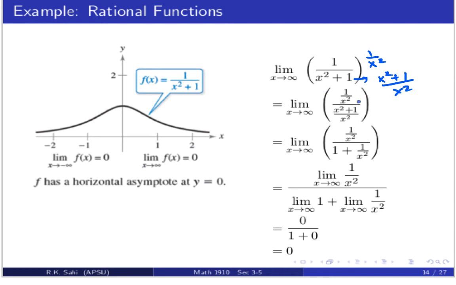And so what we get is 1 over x squared over 1 plus 1 over x squared in the denominator. Then you take the limits inside. So when you take the limits inside, the limit of the numerator is 0. And the limit in the denominator is 1 plus 0. So 0 over 1. So the limit is 0. So what we see, even from the graph, is that the function has a horizontal asymptote at y equals 0. So y equals 0, the x-axis, is a barrier. Okay, let's look at another function.